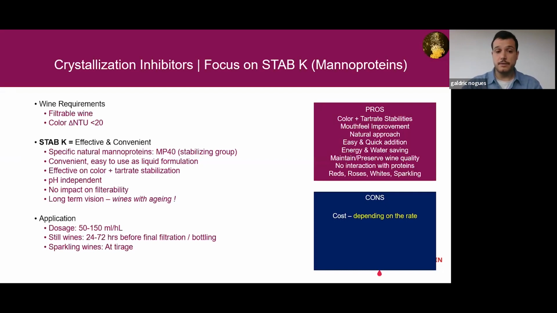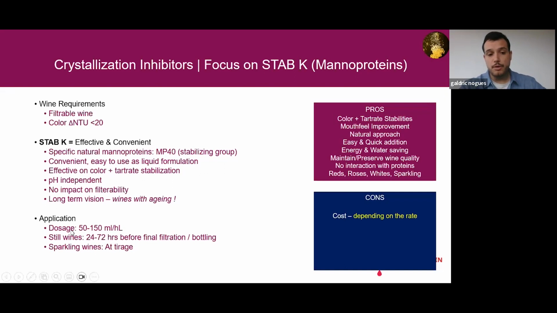Usable on white, rosé, red, and sparklings. It's pH independent as well, so it doesn't matter how the vintage was. StabK will always be as efficient, which is reliable for the winemaker. There is no impact on filtrability because this solution goes through ultrafiltration before production. And it's really a long-term vision when you use StabK, because if you do aging with wines and you use StabK, you make sure you don't lose tartaric stability and you don't lose color over time with the aging. Even when it is kept in bottle, you won't have any precipitation or deposit in the bottle.